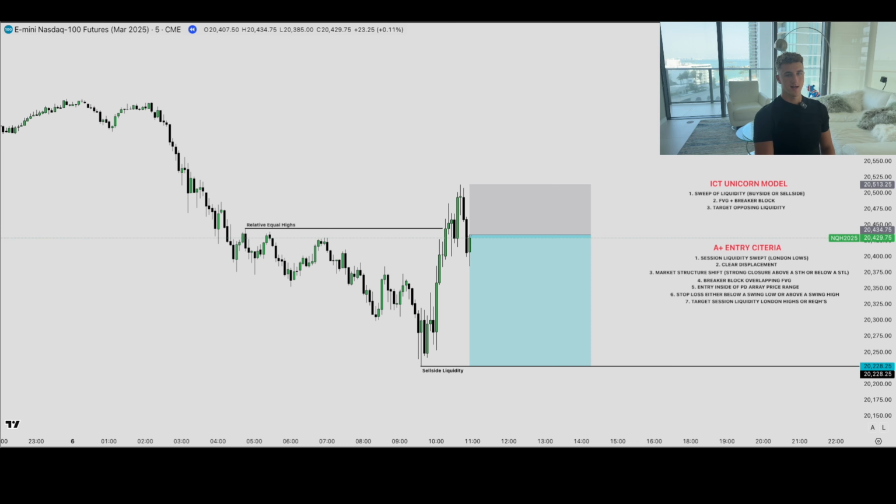So does price actually displace and give us a strong closure below a short-term low in order for a market structure shift to be valid? As you can see, bullet points 2 and 3 have already been ticked off. We've clearly displaced below this low here. And note how this low was actually formed inside of this fair value gap or inefficiency. So this market structure shift is going to be 10 times more significant compared to if there was no inefficiency here. All right, number four, breaker block overlapping the fair value gap.